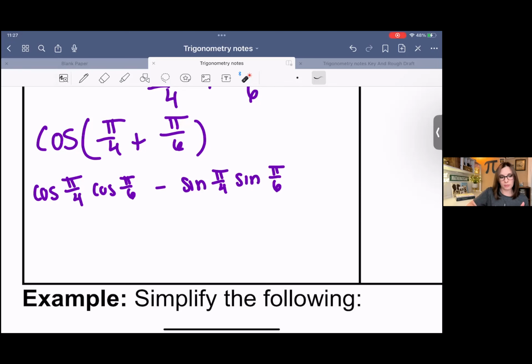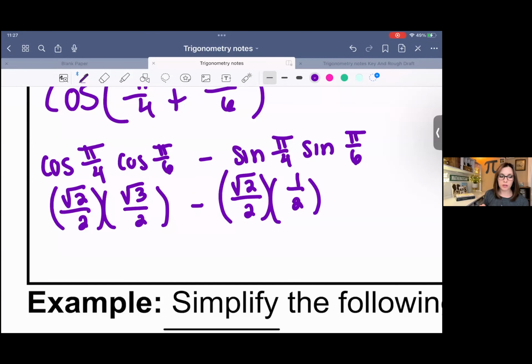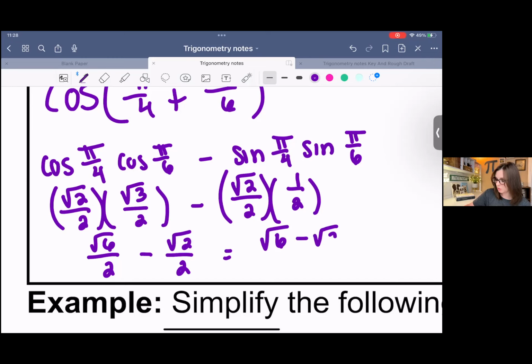Pause it, try it, come back. You should end up with root 2 over 2 times root 3 over 2 minus root 2 over 2 times 1/2. Simplify that, we get root 6 over 2 minus root 2 over 2. We can leave it like that, or we could simplify further and say root 6 minus root 2 all over 2.